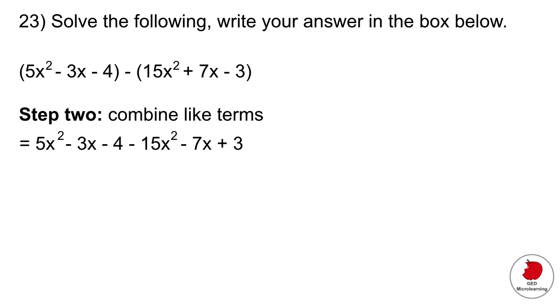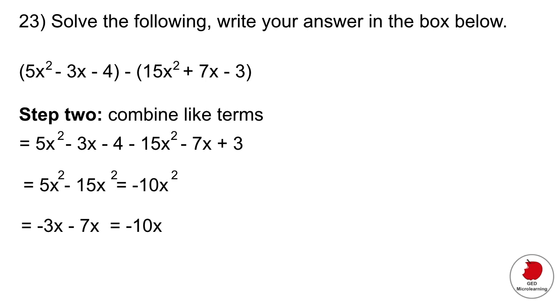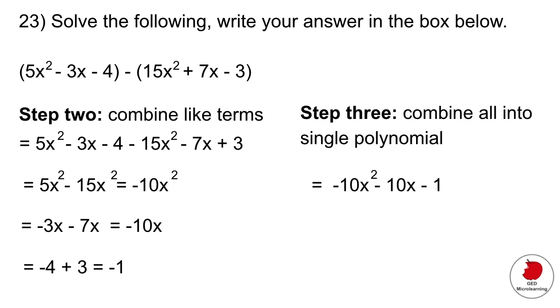All right, so now you have your new equation, which looks like that, and once again, you do what you did before: you're going to combine like terms, starting with those terms which are raised to the power of 2. So 5x squared minus 15x squared is going to equal minus 10x squared. Then you're going to look at the values with x, so minus 3x minus 7x is equal to minus 10x. And then minus 4 plus 3 is equal to minus 1. And once again, you're going to take all of those numbers and combine them into a single polynomial, which looks like this.